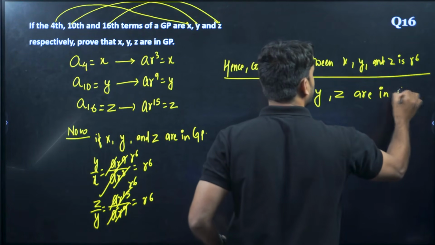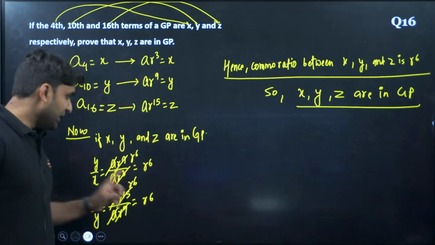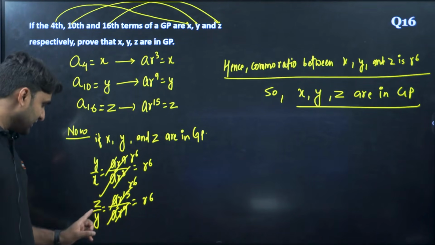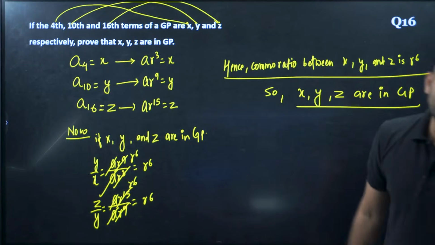Hence proved. X, Y, Z are in GP, because Y by X is R^6 and Z by Y is also R^6. So obviously X, Y, Z are in GP, hence proved.